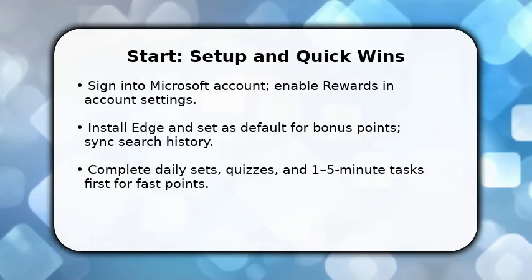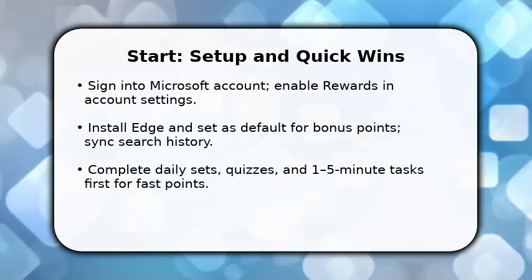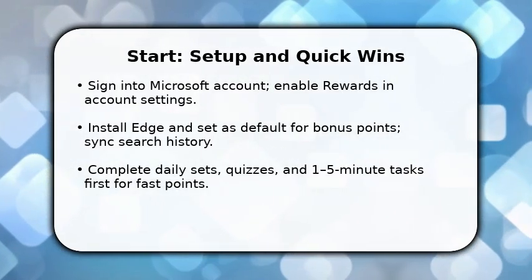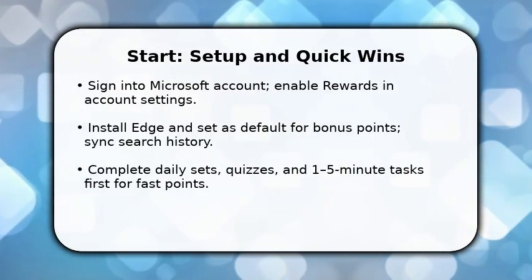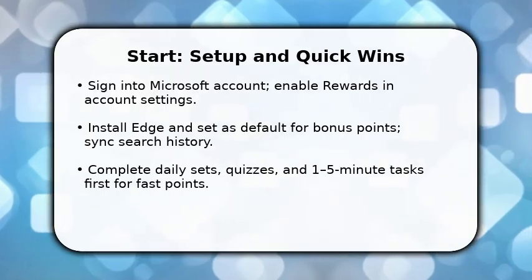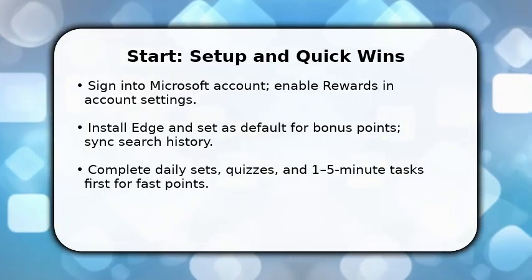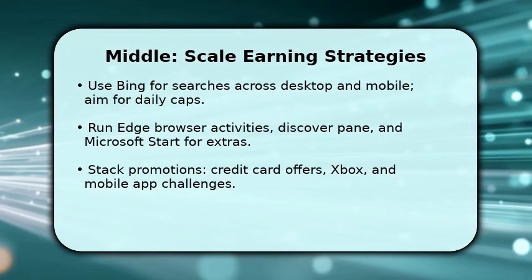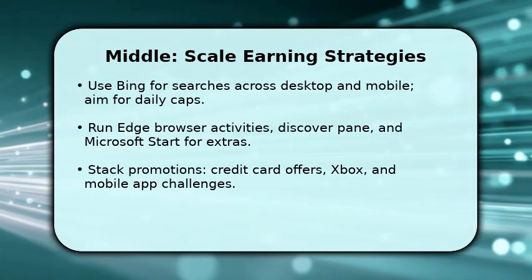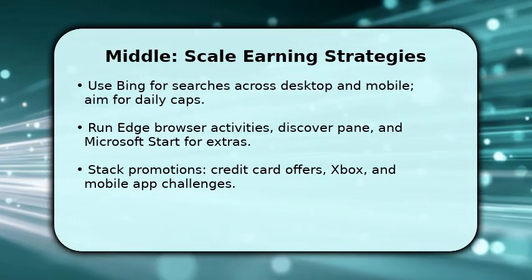Once done, prioritize quick daily sets, quizzes, and short tasks that take 1 to 5 minutes since they give immediate points. Make sure your profile and country settings match to avoid disqualified activity, and sync device history to count all eligible searches. You now scale earnings by using Bing on desktop and mobile, reaching daily search caps on each device.